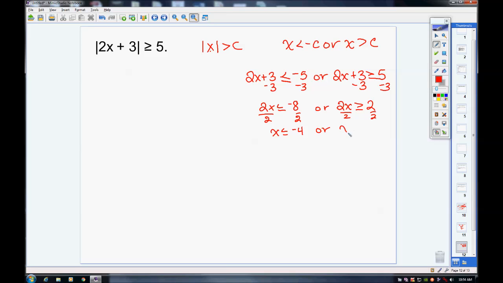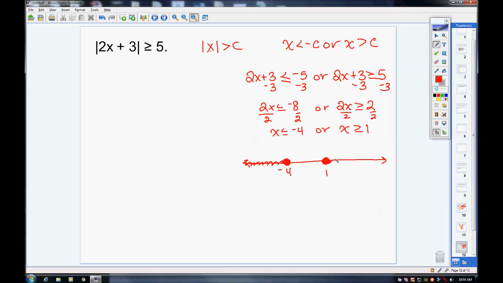So let's see what this looks like on a number line. Here's negative 4. That's equal to, so I'm going to do a closed circle, and it's shaded to the left because it's less than or equal to negative 4. Here I'm going to put 1. It's a closed circle. I'm going to shade it to the right.